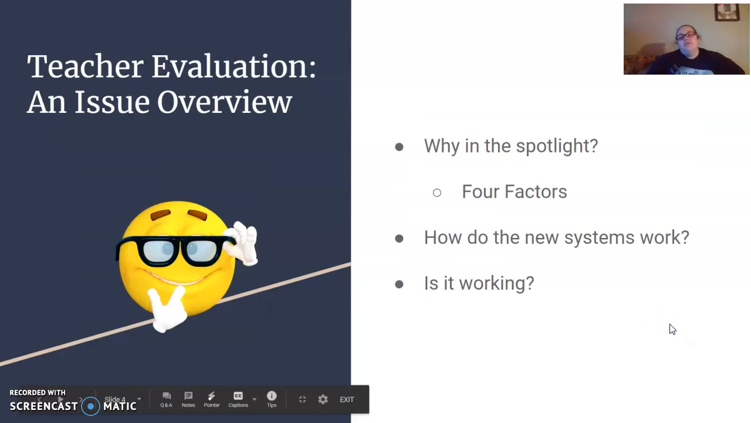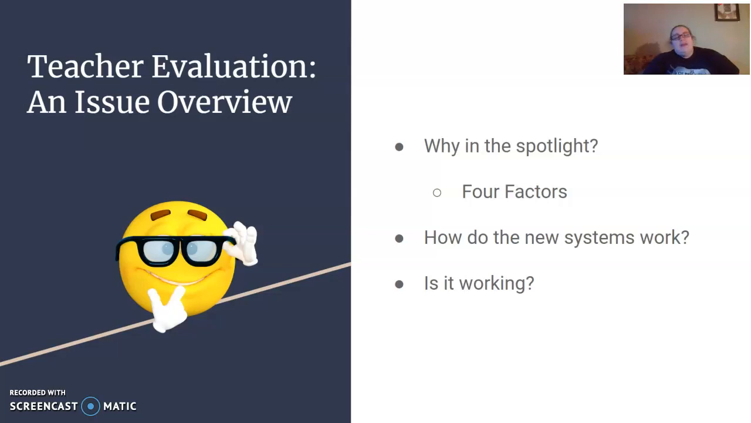So our next article to read, Teacher Evaluation an Issue Overview. It first talked about why teacher evaluation is in the spotlight. They gave us 4 factors. There's new research on what it takes to be a quality teacher. There's been philanthropy interest in boosting teacher effectiveness. Advocacy groups and policymakers have been revamping the laws surrounding teacher evaluation, and there is increased pressure in dismissing poor or ineffective teachers.